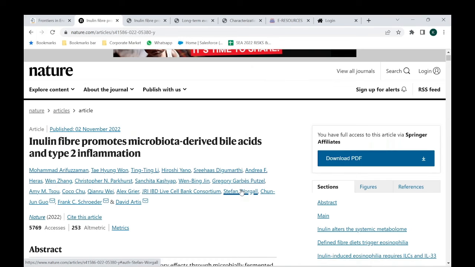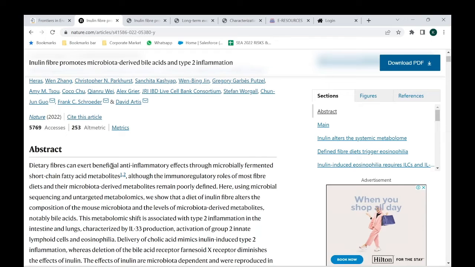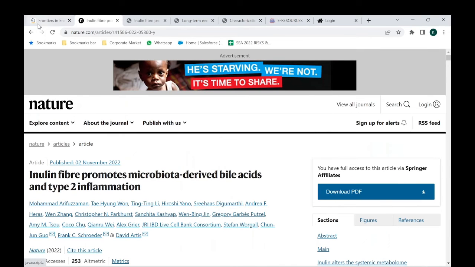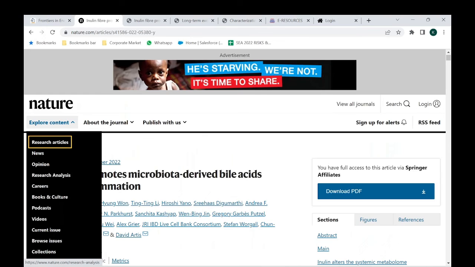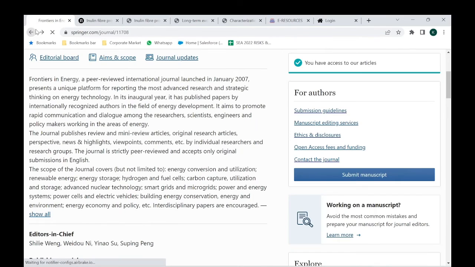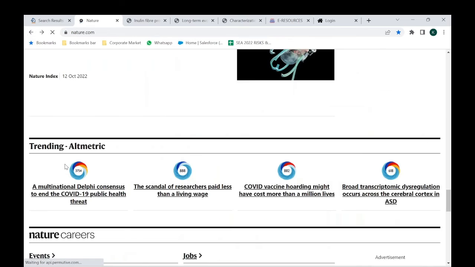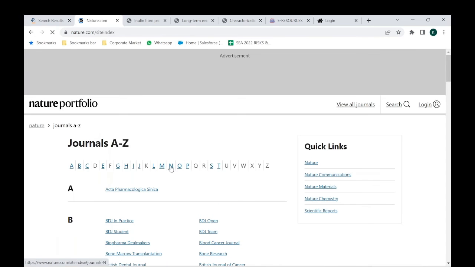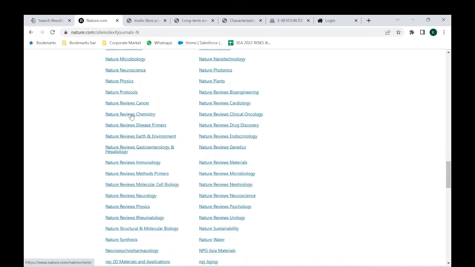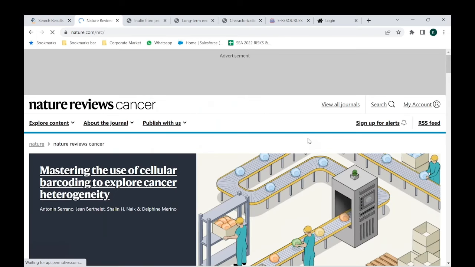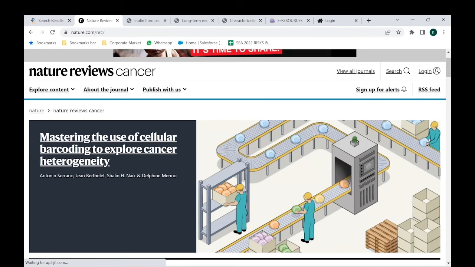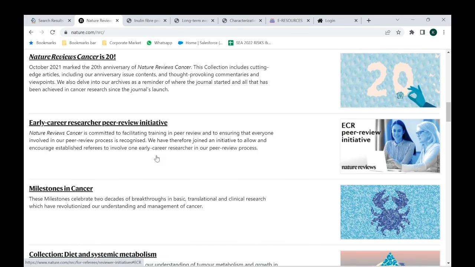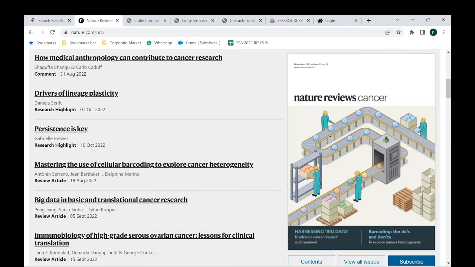Not unless somebody formally reviews a paper, and those are published as review manuscripts. Those you can find quite easily under the Nature review journals. So for example, if I go to journal A to Z, for example, this one, Nature Reviews Cancer. Everything in Nature Reviews Cancer is a review paper. So basically these articles are reviews of other articles that have been published before.